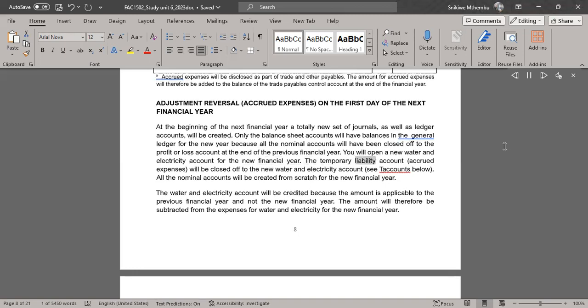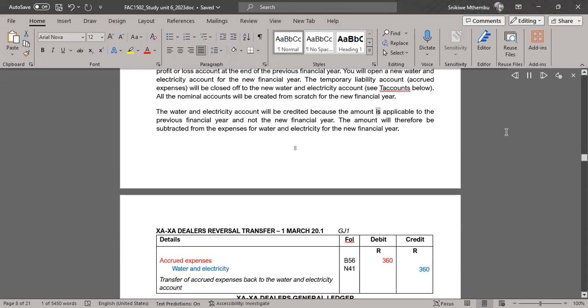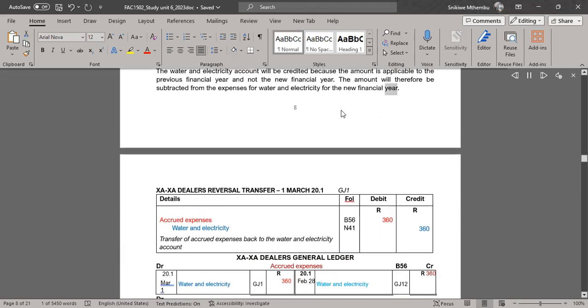The temporary liability account, accrued expenses, will be closed off to the new water and electricity account, see T-accounts below. All the nominal accounts will be created from scratch for the new financial year. The water and electricity account will be credited because the amount is applicable to the previous financial year and not the new financial year. The amount will therefore be subtracted from the expenses for water and electricity for the new financial year. XAXA Dealers Reversal Transfer, 1 March 20.1, GJ1.